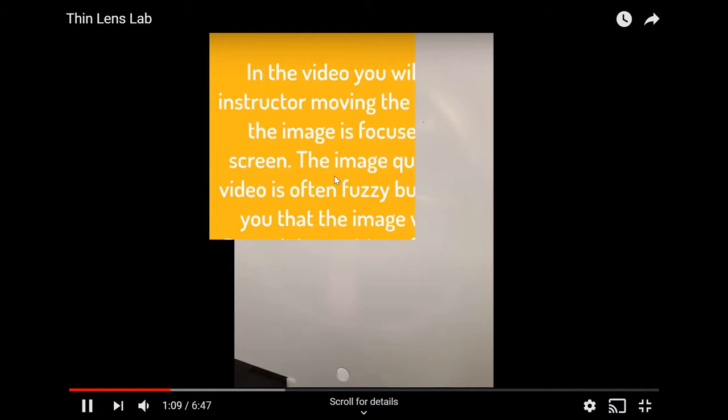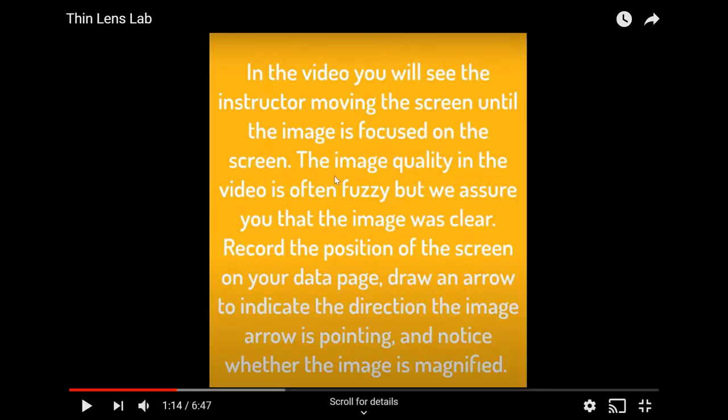Okay, this little note here says, while you're watching the video, the image that we finally focus on will often look fuzzy. That's because of the way the camera was capturing the light. When we were doing the experiment, we adjusted the viewing screen so that the image was as clear as possible.